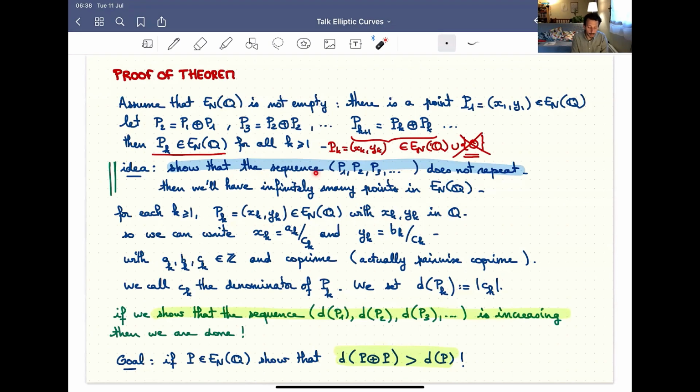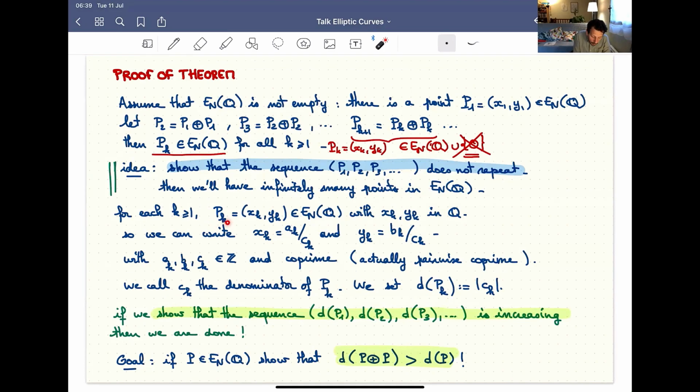So it suffices to show that this sequence does not repeat. But it's a sequence of points in the geometric plane, so it's difficult to show that it does not repeat. And the trick to show that it doesn't repeat is to use the following construction.